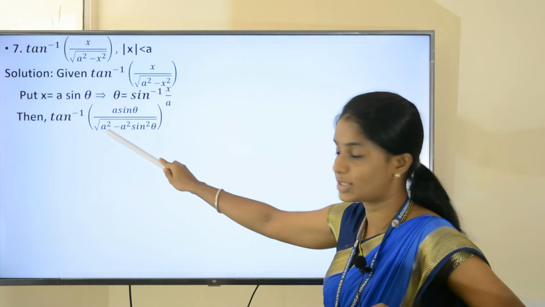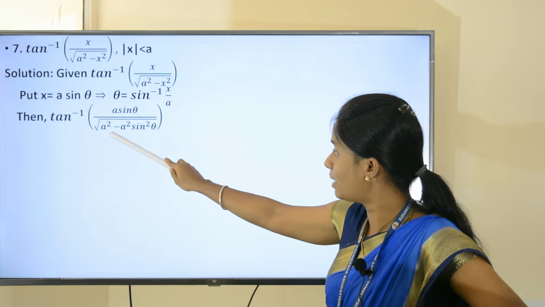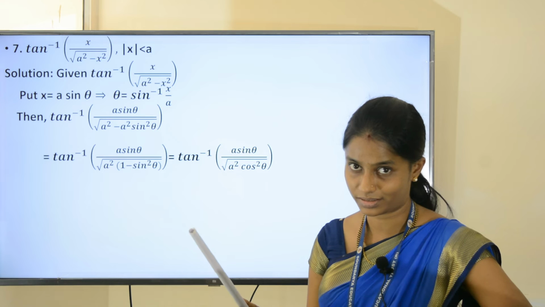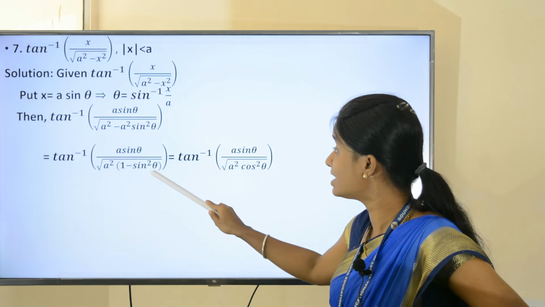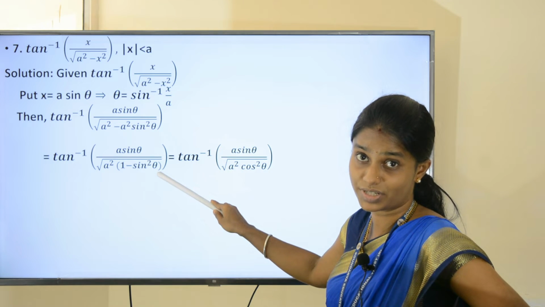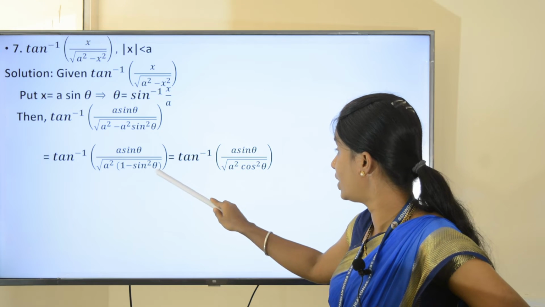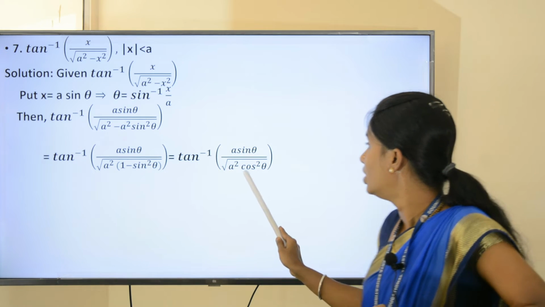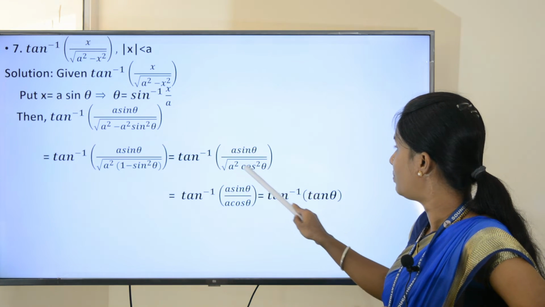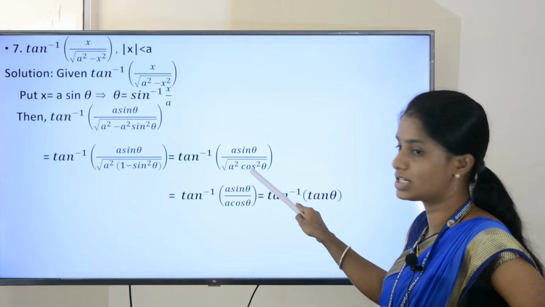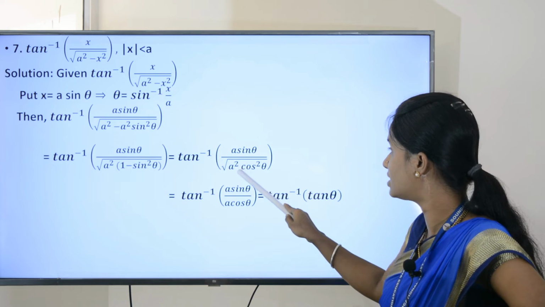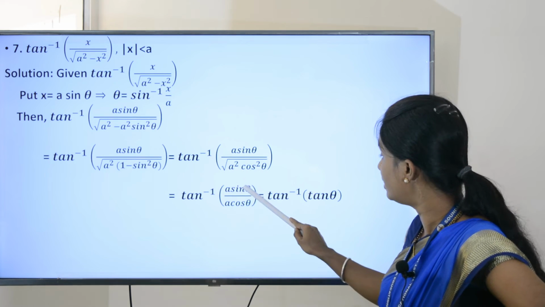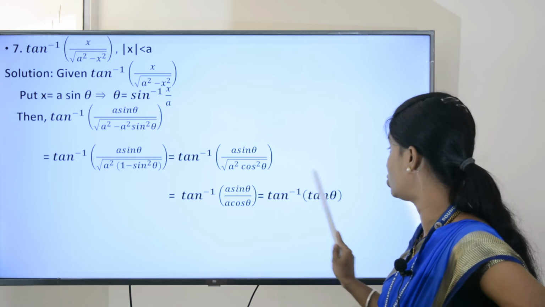Obviously I can take a square common. So what will be remaining? A square is common, remaining is 1 minus sin square theta. Please observe 1 minus sin square theta, a trigonometric identity, so it can be replaced with cos square theta. Now a sin theta divided by, please observe here, square root and square will get cancelled. Remaining is a cos theta. So a will get cancelled. Sin theta by cos theta is equal to tan theta.